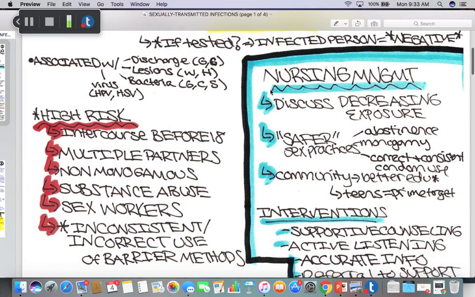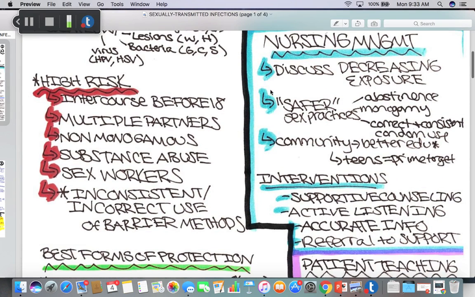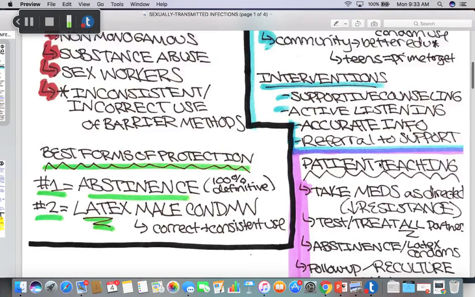Nursing management for STIs. You're going to discuss decreasing exposure, so talk about the risk factors. You want your patient to practice safer sex practices, including abstinence, monogamy, and correct and consistent condom use. You want better community education, and teens are a primary target for this teaching. Interventions include supportive counseling, active listening, accurate info, and referral to support.